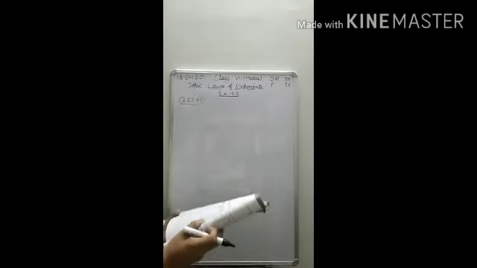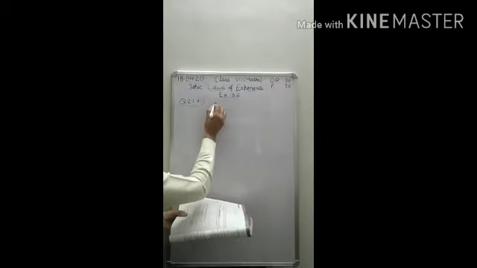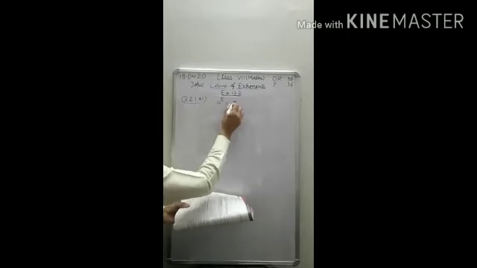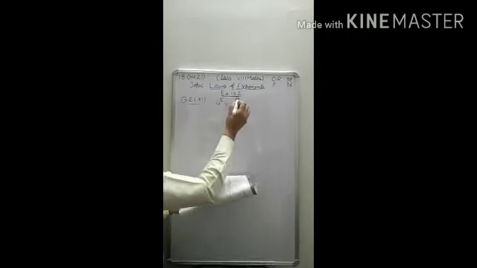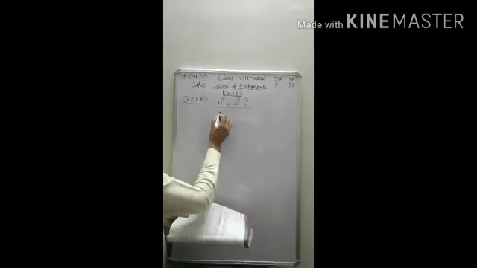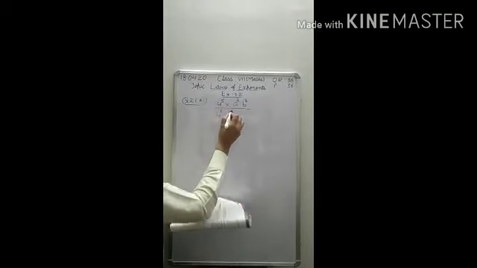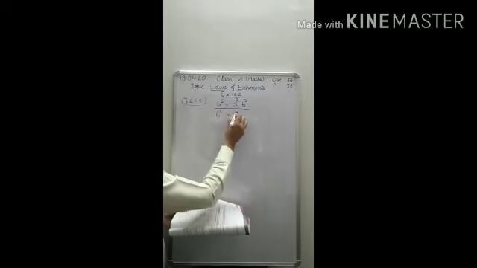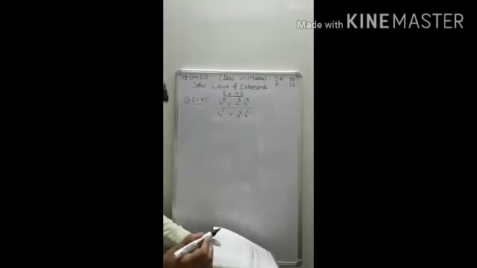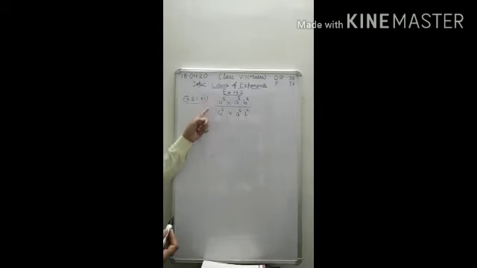Let me write the statement. Here it is. You are given 4 raised to the power 5 multiplied by a raised to the power 8 and b raised to the power 3, upon 4 raised to the power 5 multiplied by a raised to the power 5 and b raised to the power 2. This is the question. When you solve, first of all see the numbers.